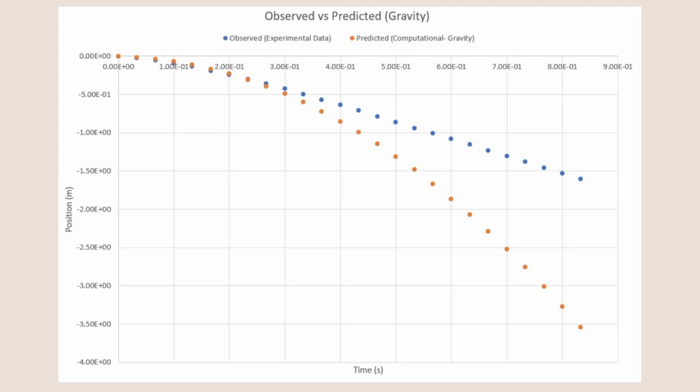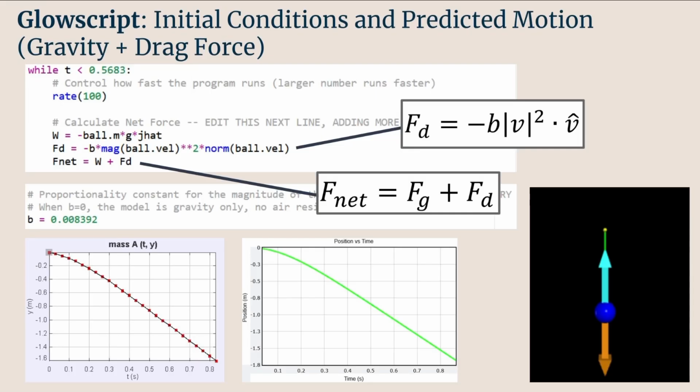Seeing how the computational model doesn't really follow the observed data, there must be another force acting upon the object that isn't just gravity. The other force acting upon the falling piece of paper is the drag force. So let's make a second computational model that accounts for both drag force and the force of gravity. The initial conditions mostly remain the same, but for the constant b, I set mine to be 0.008392.